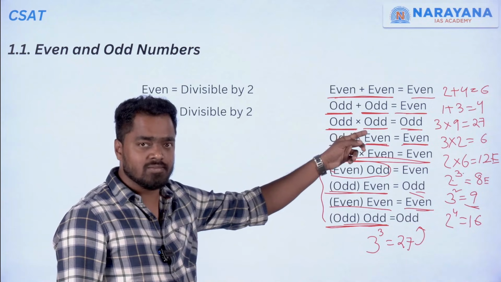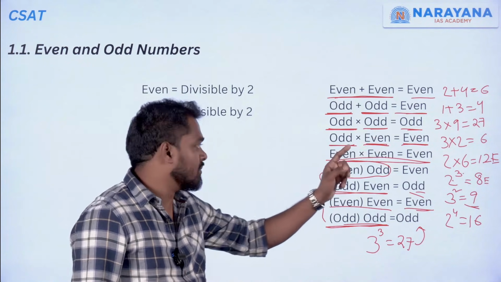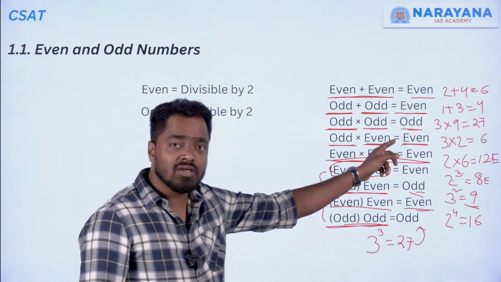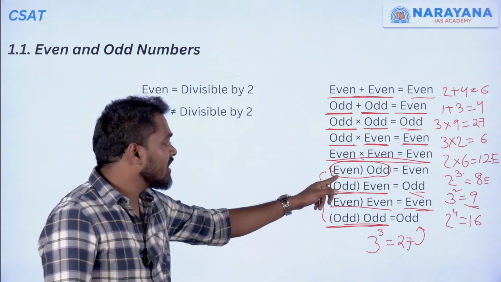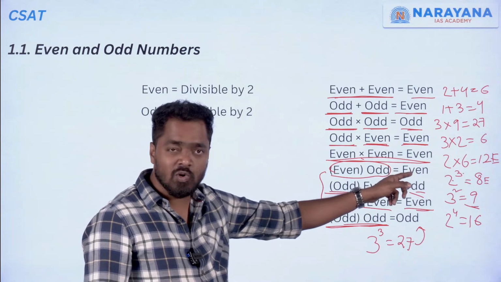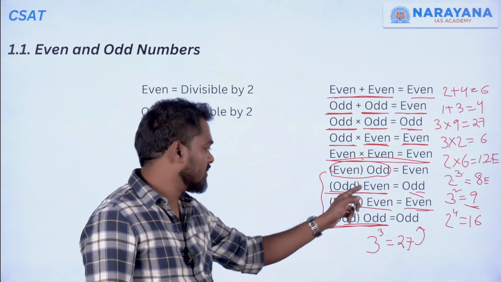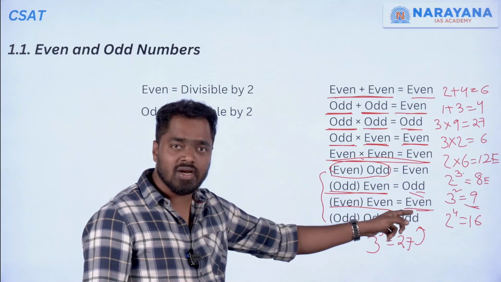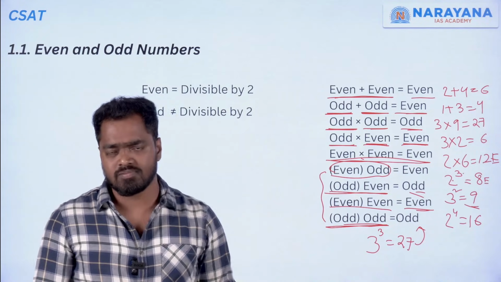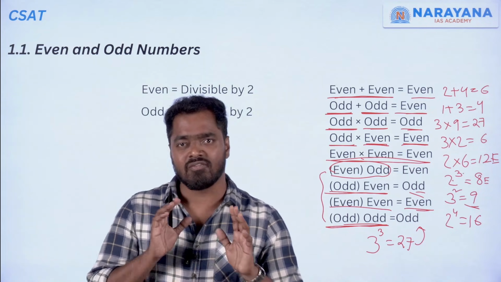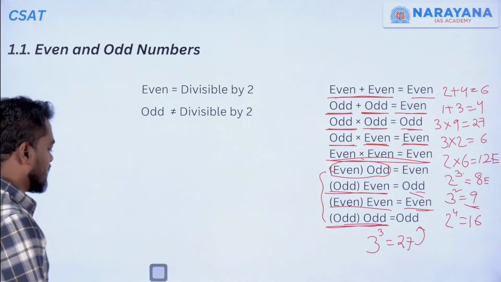Odd into odd, so if you multiply an odd number with another odd number, you will again get an odd number. Odd into even is even. Next, even into even is an even number. Even to the power odd, again you get even. Odd to the power even, you get an odd number. Even to the power even, you get even. Odd to the power odd, you get an odd number. Note down these properties, these are very important while solving problems. So let me show you an example.